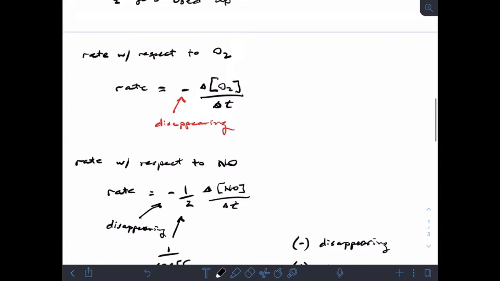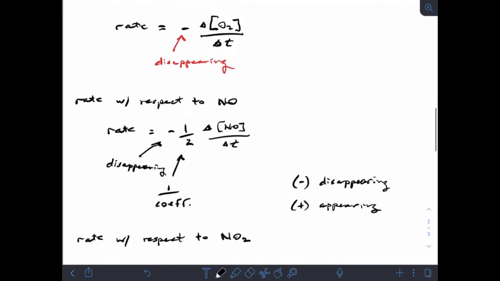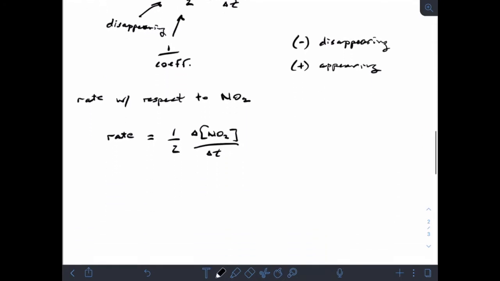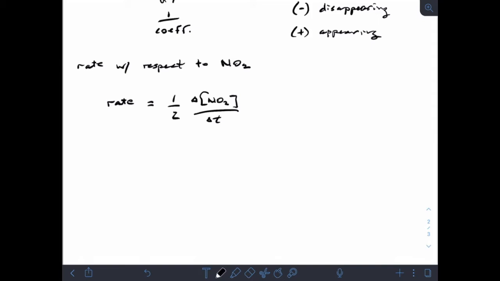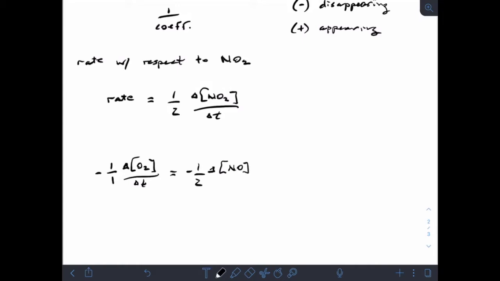Okay. So notice with each of these equations, I say rate equals for O2, I say rate equals for NO, I say rate equals NO2. So I can write these all as one string. They're all equal to the rate. Okay, so I can say negative 1 over 1 if I want to be very complete about my coefficients, delta O2 over delta T equals negative 1/2 delta NO over delta T, equals positive 1/2 delta NO2 over delta T.